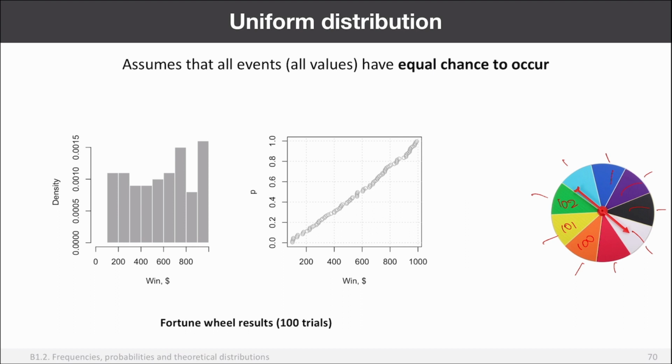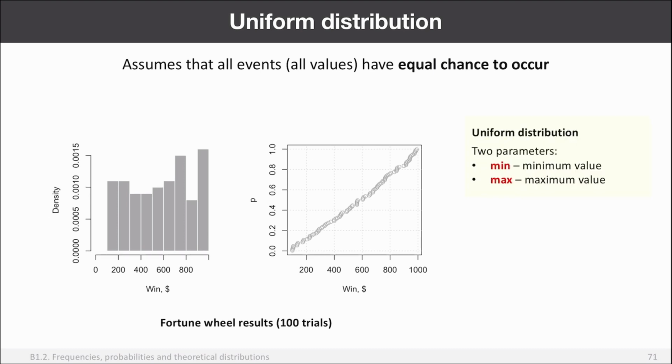Okay. So what you see on these plots is fortune wheel results with 100 trials. So I roll this wheel 100 times, and then you can see all possible outcomes. So this is the density distribution, the empirical density distribution, and this is the percentage values. Let's try to fit this empirical data with a theoretical distribution.